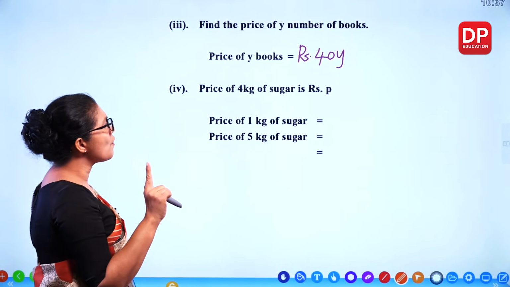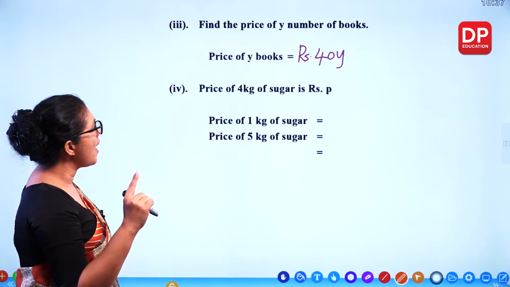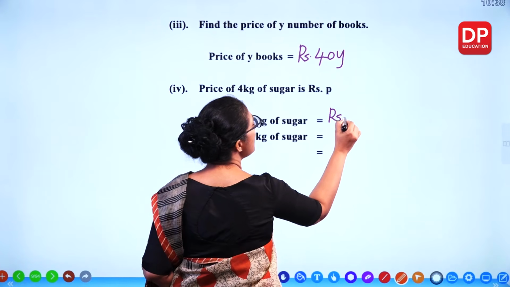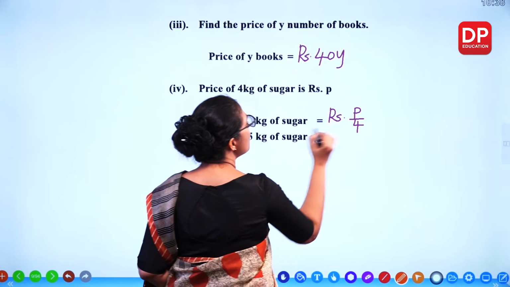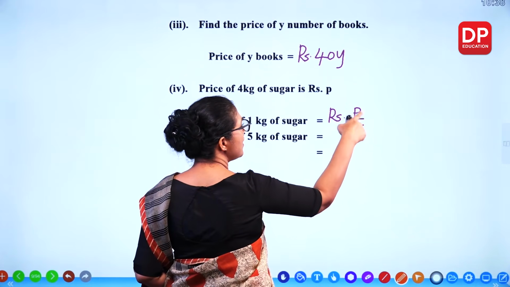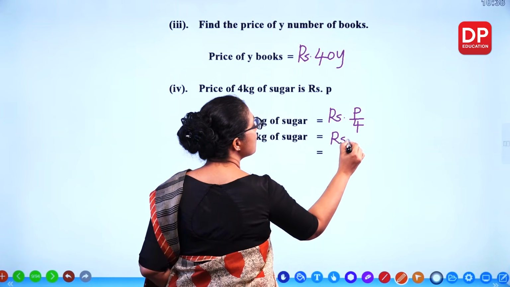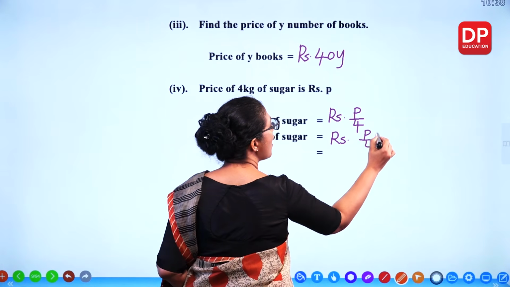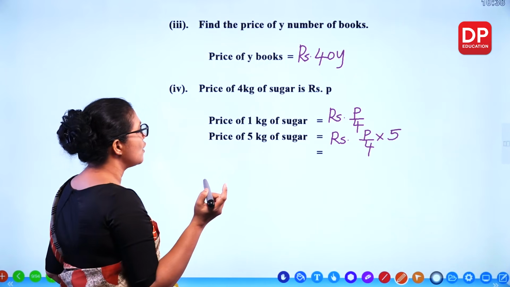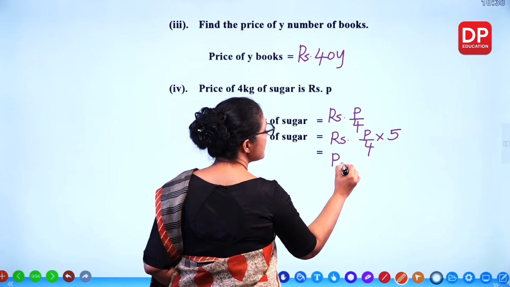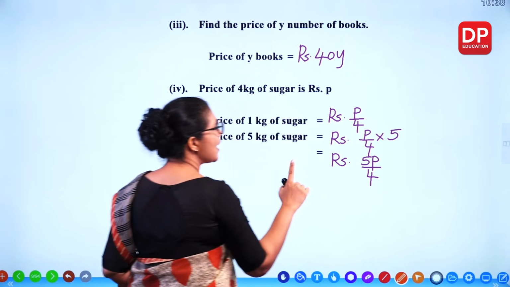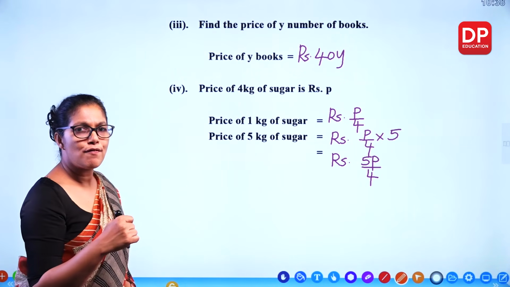The price of 4 kilos of sugar is p rupees. Price of 1 kilo: you have to divide this by 4. p over 4. Price of 5 kilos of sugar: this is the price of 1 kilo, you can multiply by 5. So p over 4 for 1 kilo multiplied by 5 gives the price of 5 kilos of sugar. We can write this as 5p over 4. 5 times p, 5p, divided by 4.